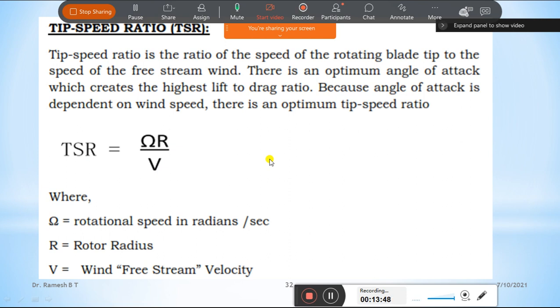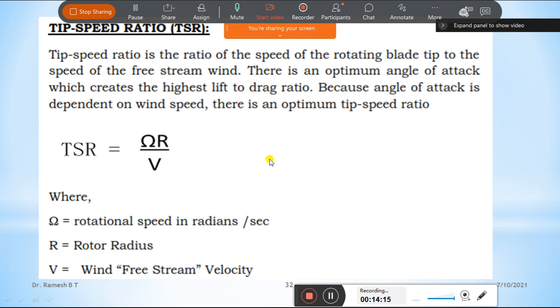and the blade tip speed to the speed of the free stream wind. There is an optimum angle of attack which creates the highest lift to drag ratio, and this angle of attack depends on the wind speed. There is an optimum wind speed ratio, and it is given by TSR, that is omega R by V, where omega is the rotational speed. Okay, it is in radians per second.